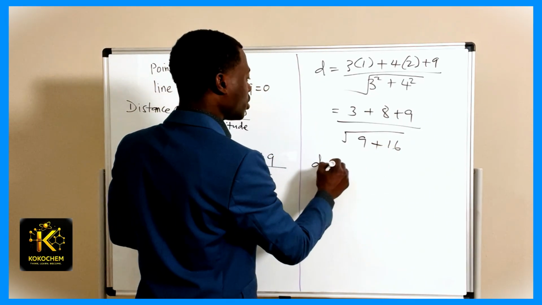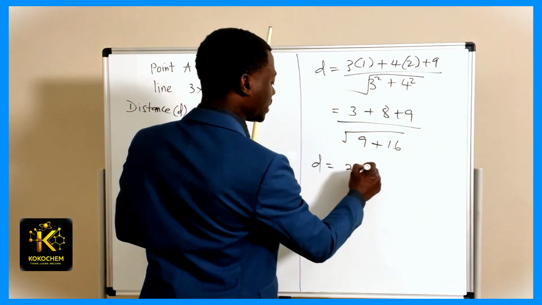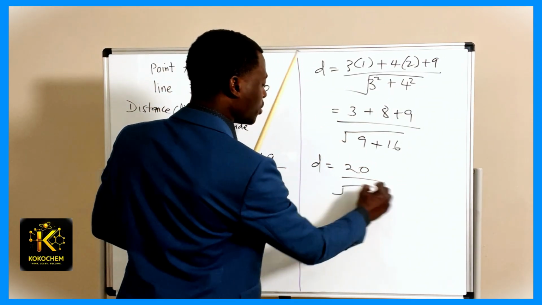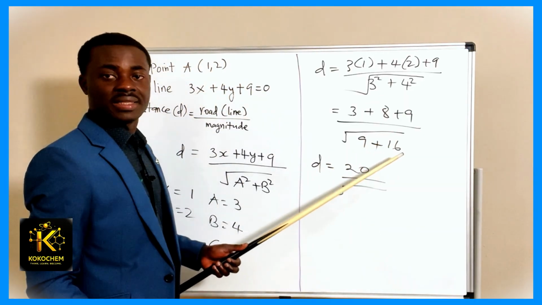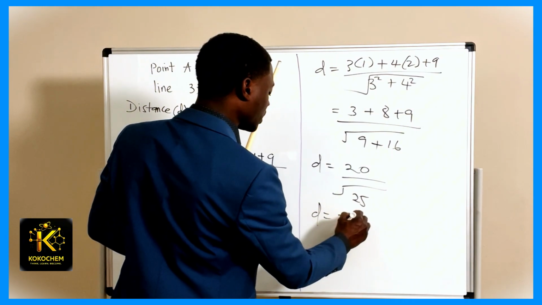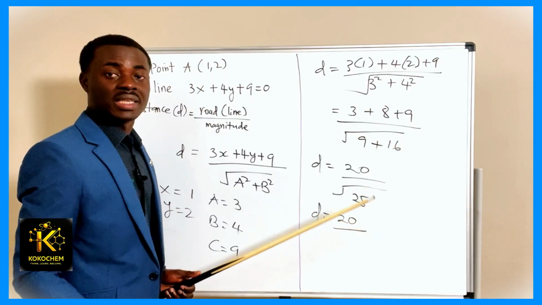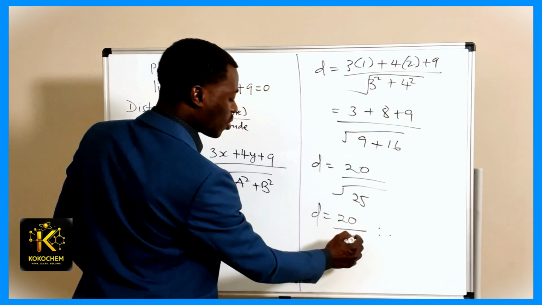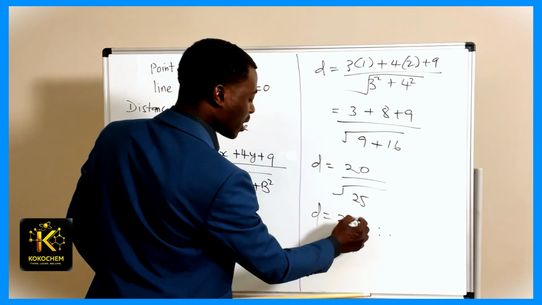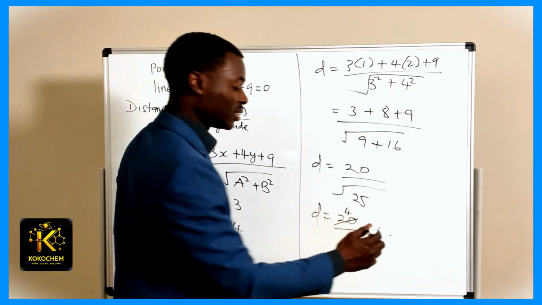So d will be equal to 3 + 8 + 9, which gives you 20, divided by the square root of 9 + 16, which gives you 25. So d will be 20 divided by the square root of 25, which is 5. 5 goes into 20 four times. So therefore d, or the distance, is equal to 4.